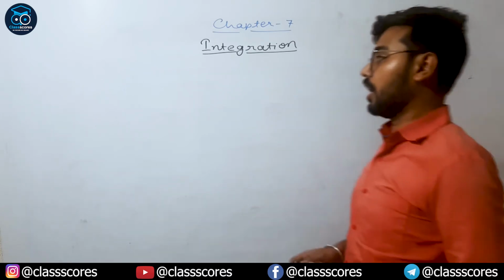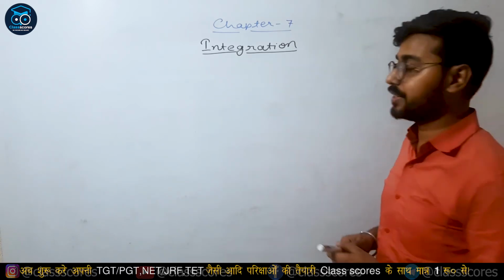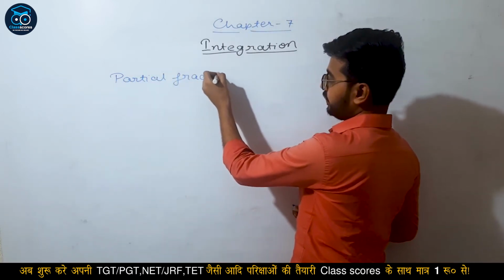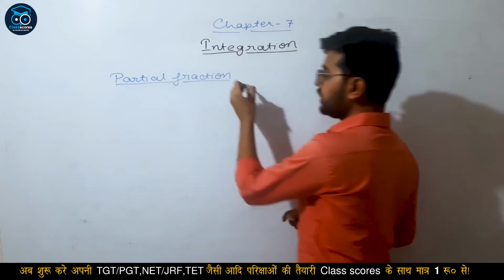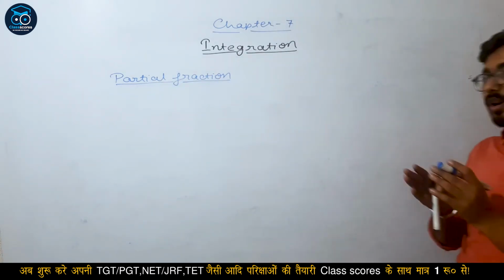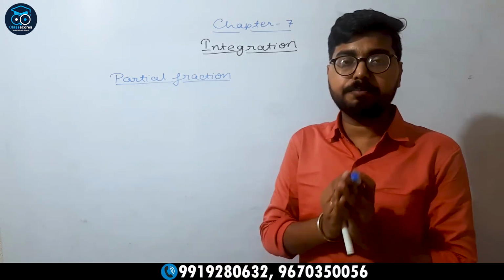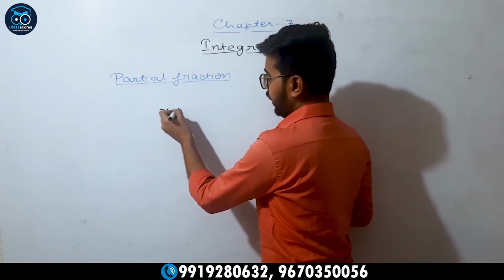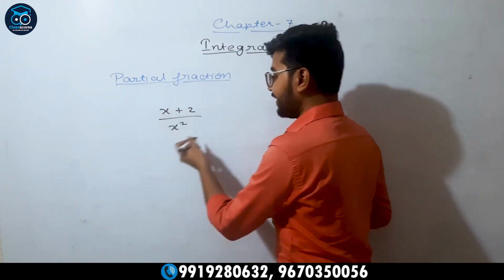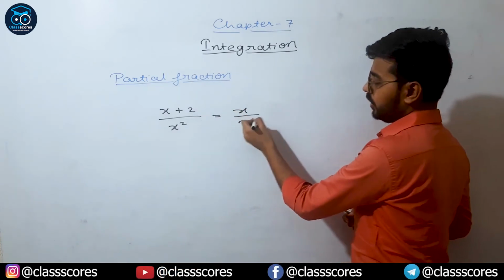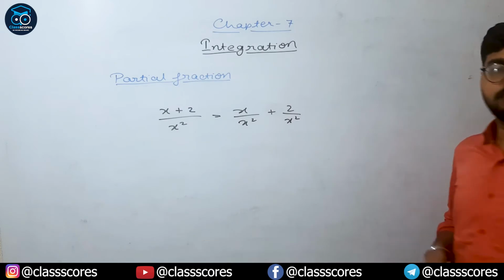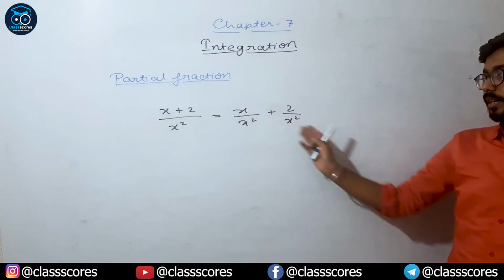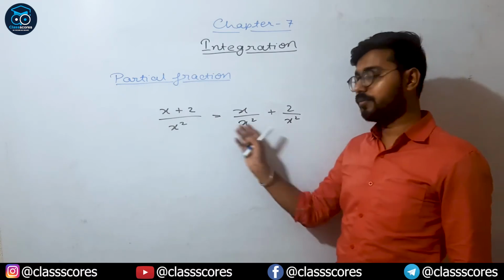Now moving towards our last topic of indefinite integration, that is partial fractions. So what is partial fraction? Partial fraction means we have to separate the denominator part of any rational expression. For example, if someone gives you x plus 2 upon x square, then you can simply separate this into x upon x square plus 2 upon x square. It is clear to all of you. If we need to separate the numerator, then we can simply divide the denominator for both the terms.